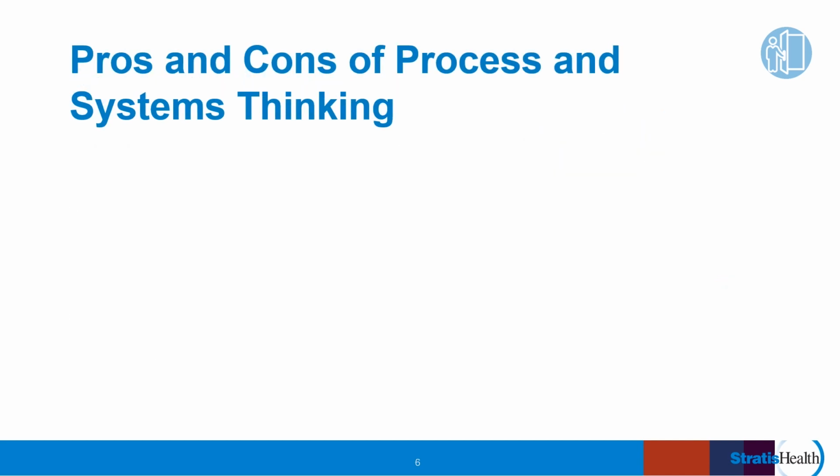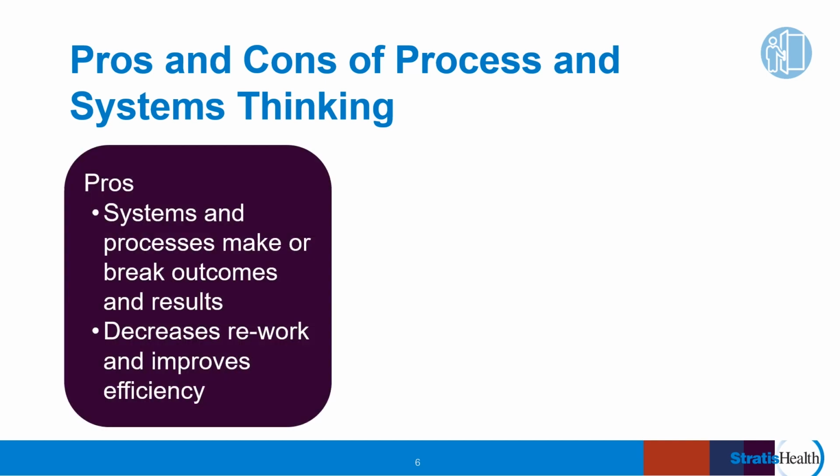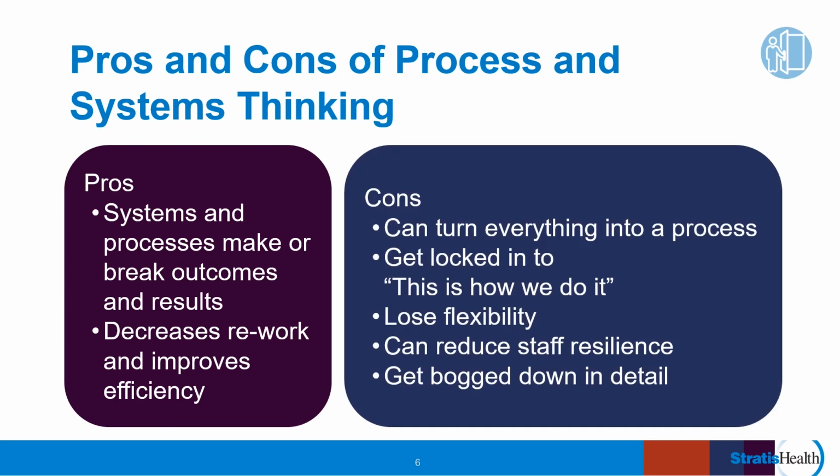There are benefits of system and process thinking because systems and processes can make or break outcomes and results. Well-designed processes and systems decrease rework and improve efficiency. In systems thinking, we recognize that quality improvement tools alone are not sufficient to create improvements or design the most effective or efficient way to achieve a result or produce an outcome. Being able to identify and describe processes and understand how they are supported within the larger system is necessary for improvement work. There are potential pitfalls to process and system thinking that can hinder progress or improvements.